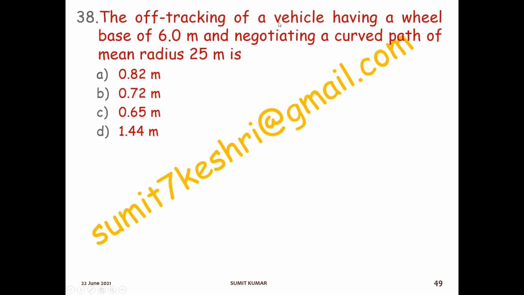Now the off tracking of a vehicle having a wheelbase of 6 meter and negotiating a curve path of mean radius 25 meter. It's a very basic question about off tracking. We know the formula L square by 2r. Here L is 6 meter, so 6 square by 2 into 25. Solve it, you will get 0.72 meter. Option number B is the correct option.